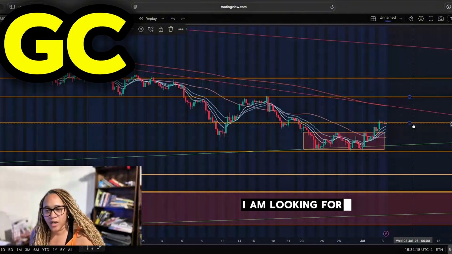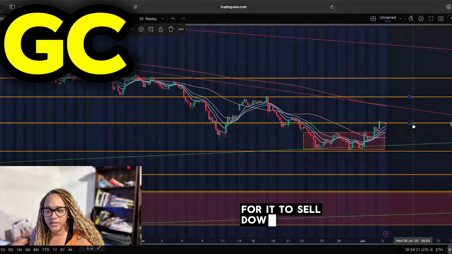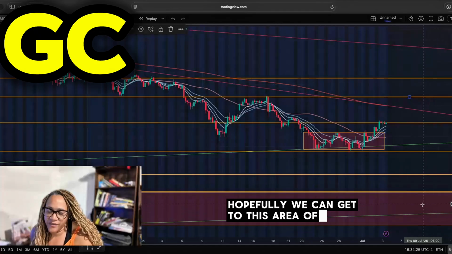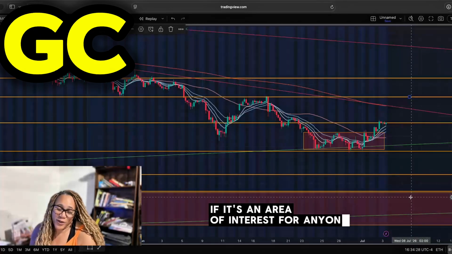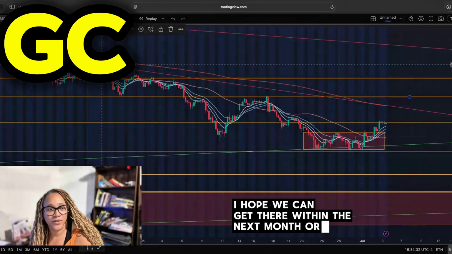I am looking for a pull up on gold for it to sell down eventually. I'm looking, hopefully we can get to this area of interest for me. I don't know if it's an area of interest for anyone else, but it's an area of interest for me. I hope we can get there within the next month or so.